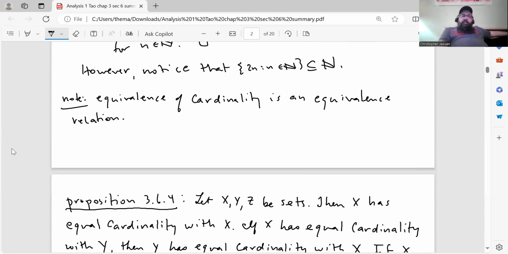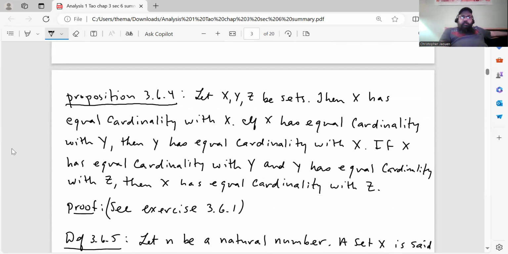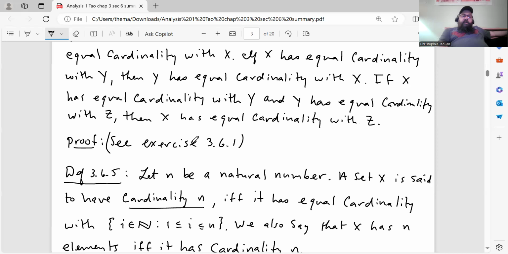Right, another note, equivalence of cardinality is an equivalence relation, which is what proposition 3.6.4 says. So here he says that sets having equal cardinality is symmetric, reflexive, and transitive. So it's an equivalence relation, in other words, and he leaves the proof for the exercise set. So we'll take a look at that one in the video when we do the exercises for this section.